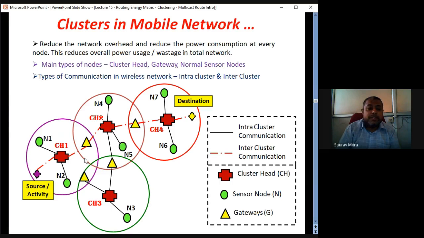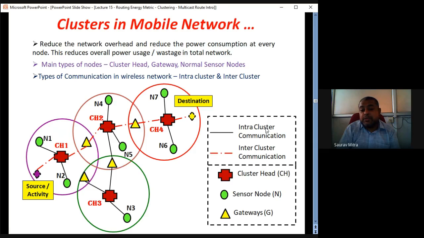So what is the job here? The job here is the source. Some activity is happening here, and that has to be relayed to the destination. This purple is the source or activity, and that message has to be relayed to the destination node. For this, it is actually being conducted through three clusters. The first cluster is monitored by CH1.